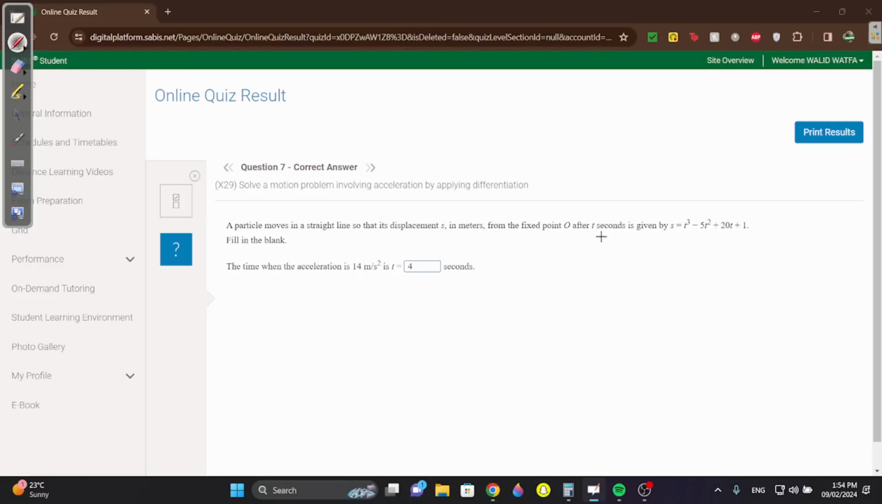A particle moves in a straight line, so the displacement S again is t cubed minus 5t squared plus 20t plus 1. They want the acceleration to be 14. Okay, this is instantaneous acceleration, because it's one time. If you want instantaneous acceleration, you need the a(t), not the v(t). How do we find a(t)? For a(t), you need the v(t). It goes x, v, a, from x to v to a. Do we have v? No, we don't. So we have to find v before we make it to a. So let's find v(t), which is 3 times 1, 3, t squared.